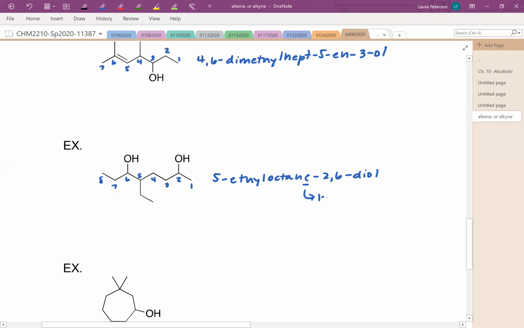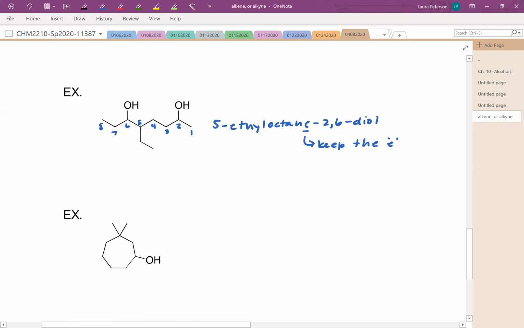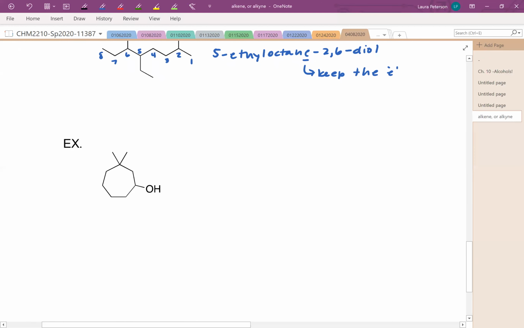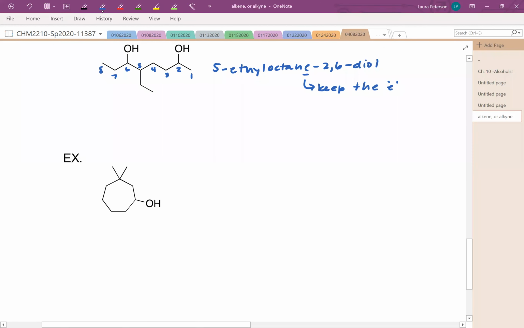So just a note that you keep the E of the parent alkane, just like you would have when we talked about naming dienes or diynes, etc. Okay, and then our last example is what do you do if it's a ring? So if you have an alcohol in the ring, that carbon that bears the OH is going to have to be the lowest number, and then you're going to count towards the substituents to give the lowest set of numbers to the substituents. Okay, and so here we have a cycloheptane ring, so it'll be a cycloheptanol ring.